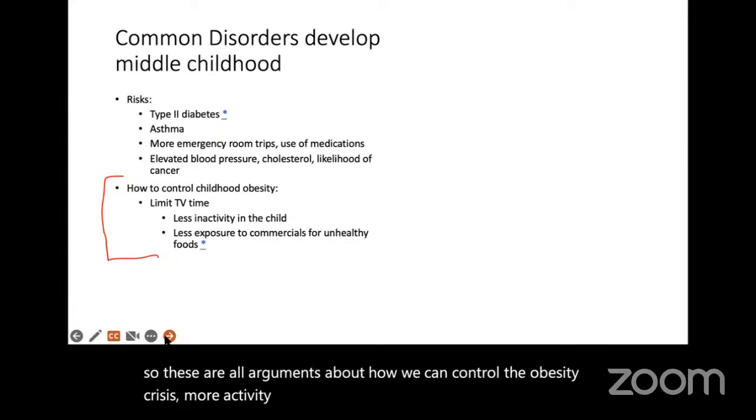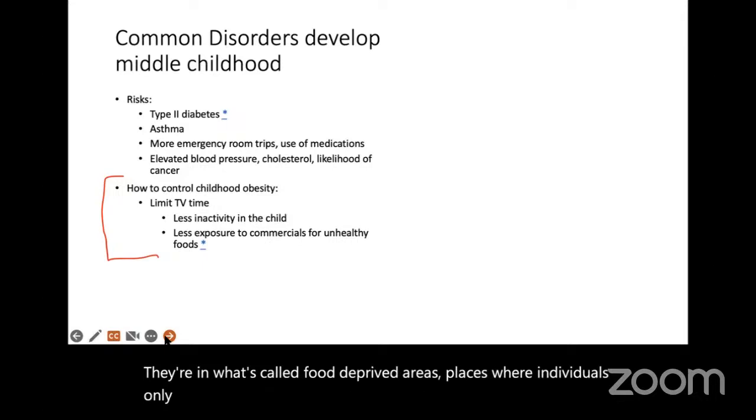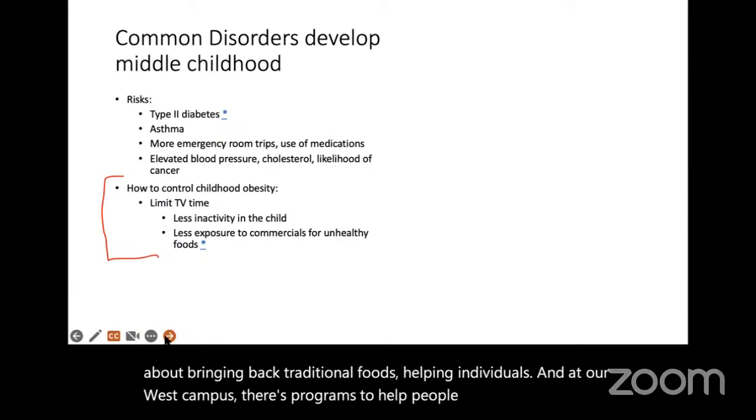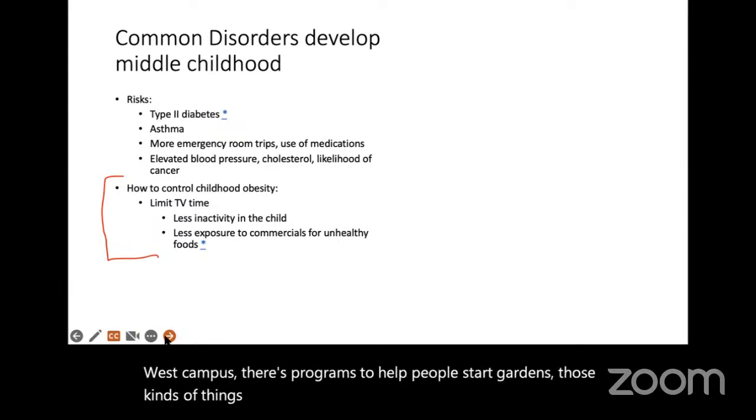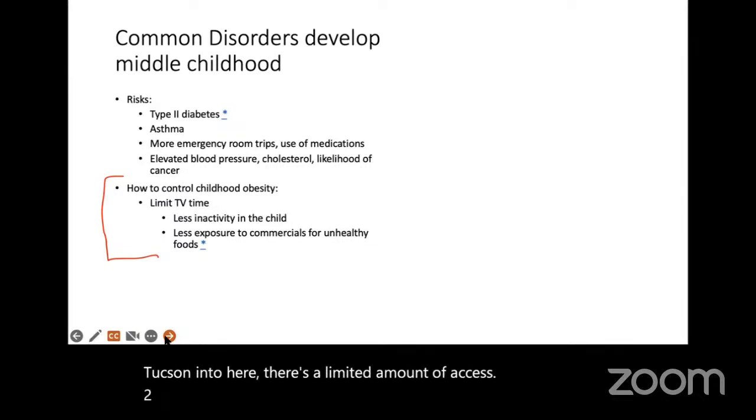And so these are all arguments about how we can control the obesity crisis: more activity and better foods. But as we all know, where is the majority of the obesity crisis? It's in what are called food deprived areas, places where individuals only have access to quick and processed foods. And that's why here on the Tohono Nation, there's been a big movement about bringing back traditional foods. At our West Campus, there are programs to help people start gardens, those kinds of things, because even in Tucson, there's a limited amount of access to fresh, non-processed foods.